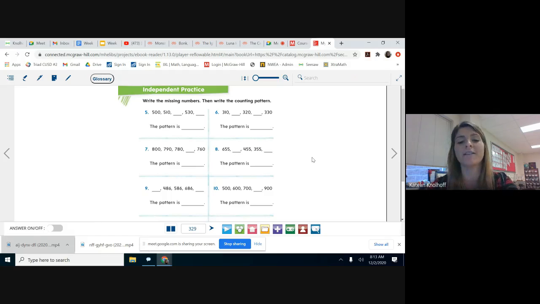So let's look at number 5. It says 500, 510, blank, 530, blank. Well, let's look for our pattern. What's changing in my number? Well, the only number that's changing is the tens place.